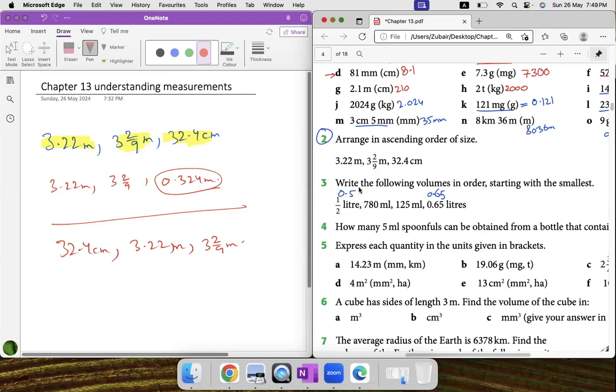So 0.78 and 0.125. Now it is very clear. So the smallest is 125 ml. Second largest is 1 by 2 liters. Third largest is 0.65 liters. And the last one is, no, sorry, 780 ml.